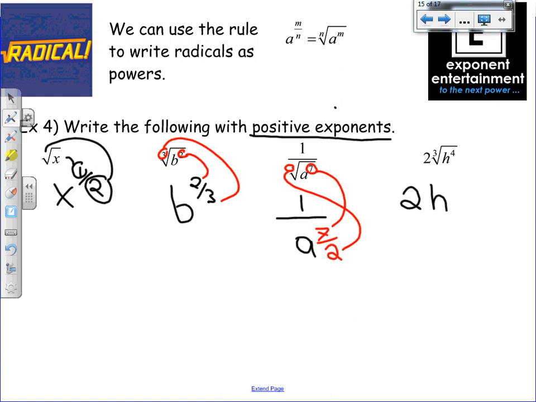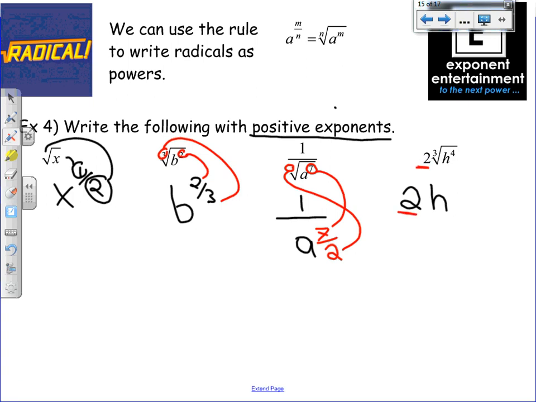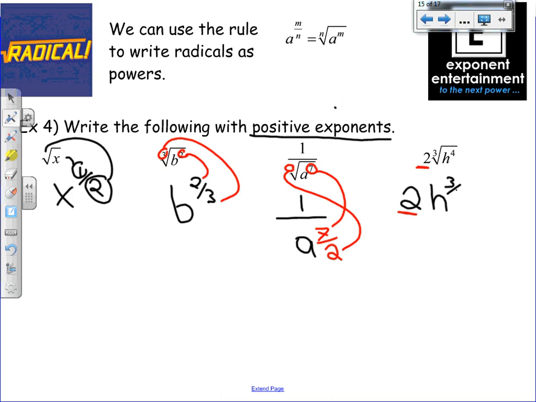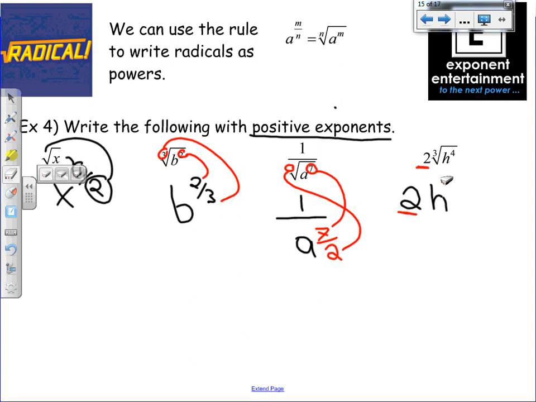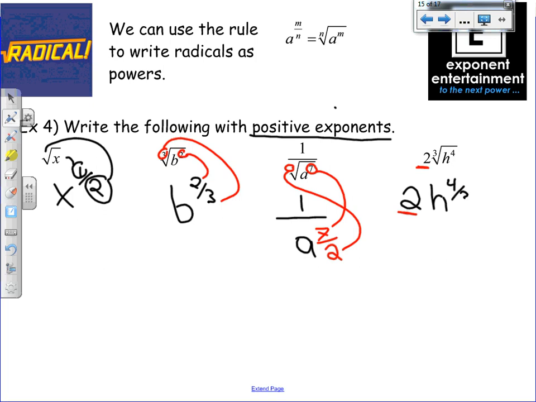What do we do for our exponent? Jared, give me a hint. 3 goes on top. The 4 goes underneath. No. No, you said it right. I did it backwards. You said the 3 goes last. The 3 goes underneath. So the 4 stays on top. The 3 goes underneath. Any questions about converting this way?